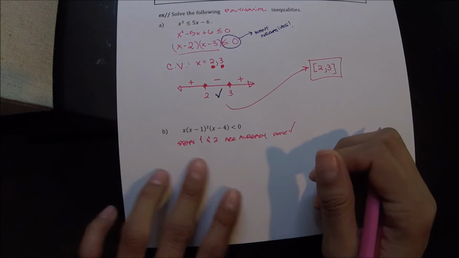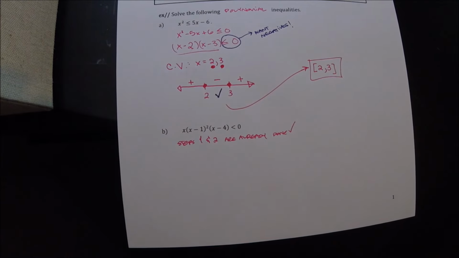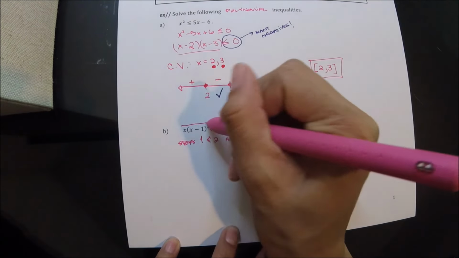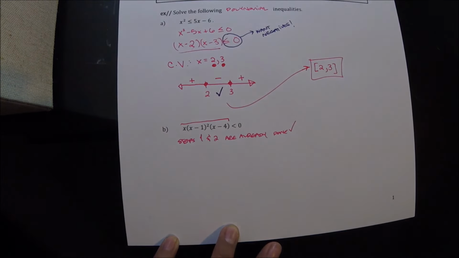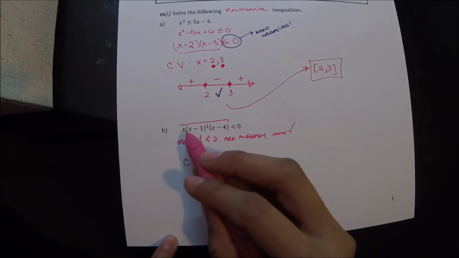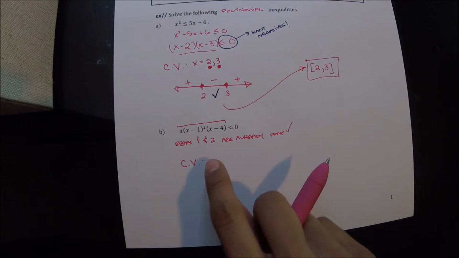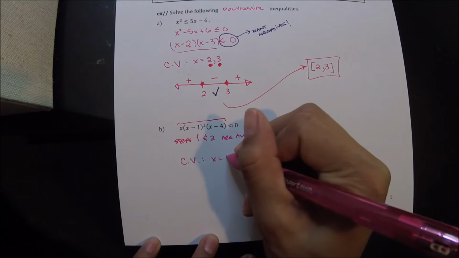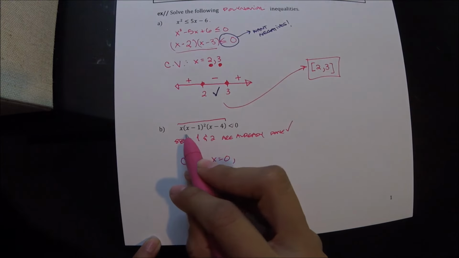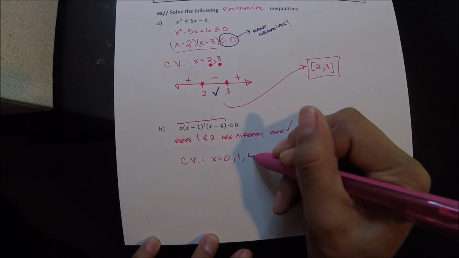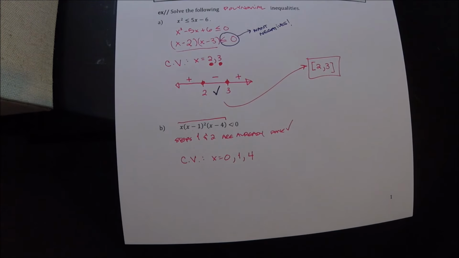Alright, step 3. Find the critical values. So when does this whole expression equal 0? Well, if we want the whole expression equal to 0, then we would just set each factor equal to 0, and we'd get, don't forget this one out in front, this one would give us the number 0. This one here gives us the number 1. This one here gives us the number 4. So these are our critical values, 0, 1, and 4.